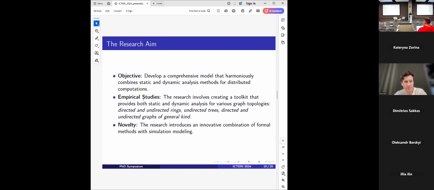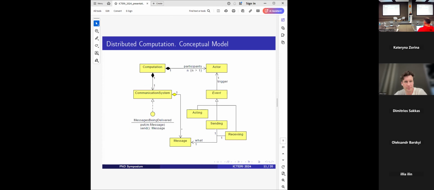Next slide. So on the slide, you can see, I try to explain. Let's discuss this conceptual model. I hope it can be read.